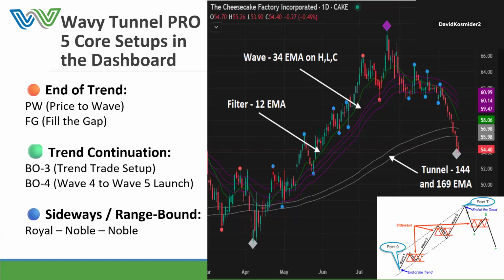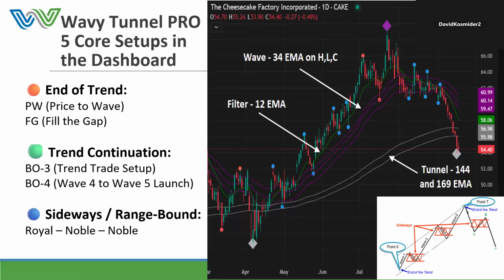There is another trade that we have in this scanner, in the dashboard, which is a sideways range bound, and that's the Royal Noble trade. And I don't have a picture of that right here, but it's when the markets are totally sideways and the market bounces between purples and grays. And that's just support and resistance. It gives you a way of playing both sides of the market, buying and selling.